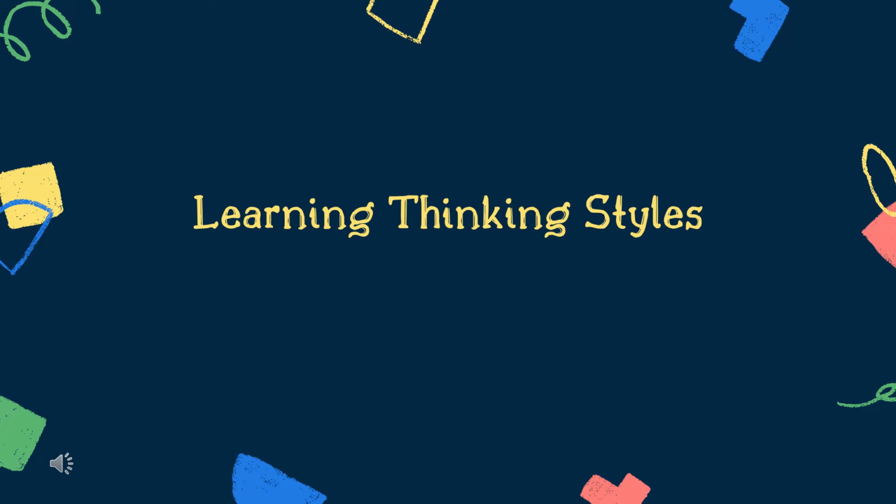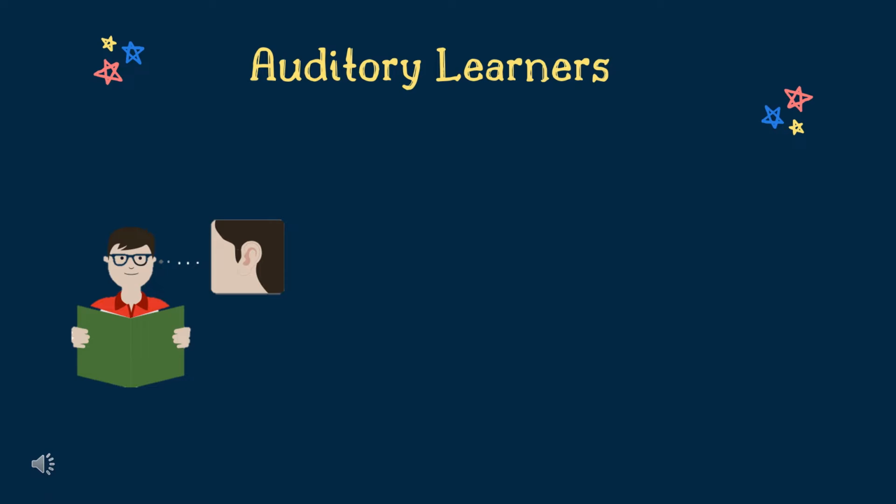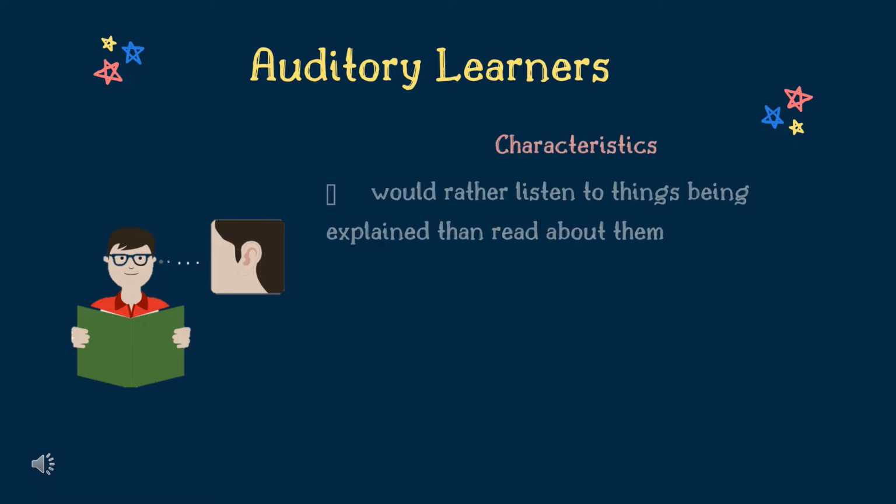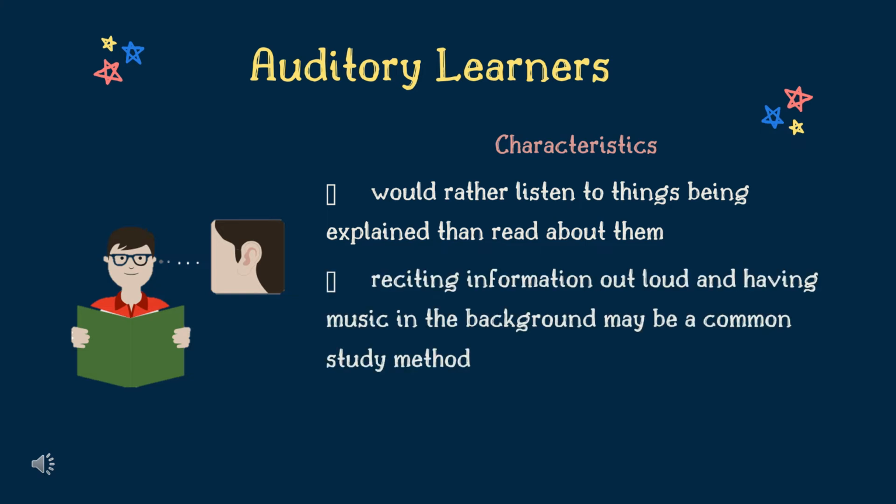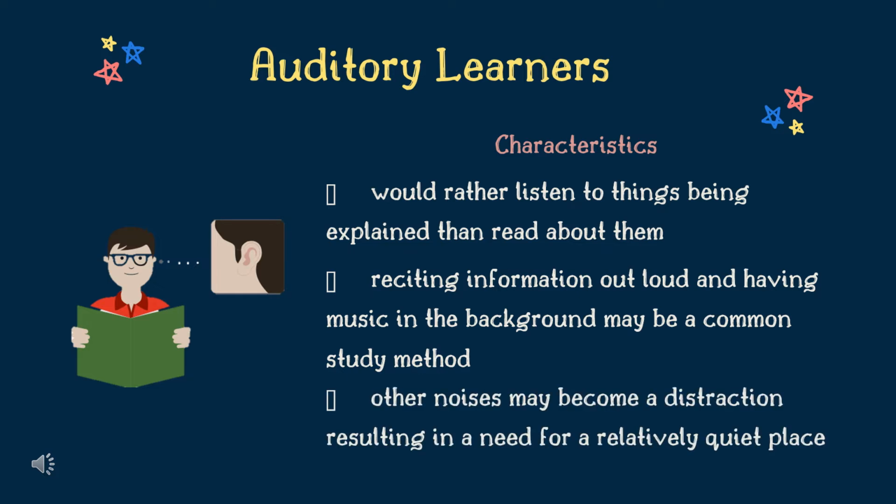Now let's move on to the learning thinking styles. So for the first category, we have the sensory preference style of learning. First, we have the auditory learners, and here are their characteristics. Auditory learners would rather listen to things being explained than read about them. Reciting information out loud and having music in the background may be a common study method, and other noises may become a distraction, resulting in a need for a relatively quiet place.